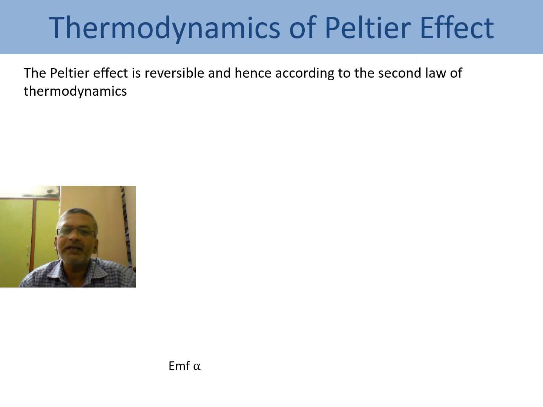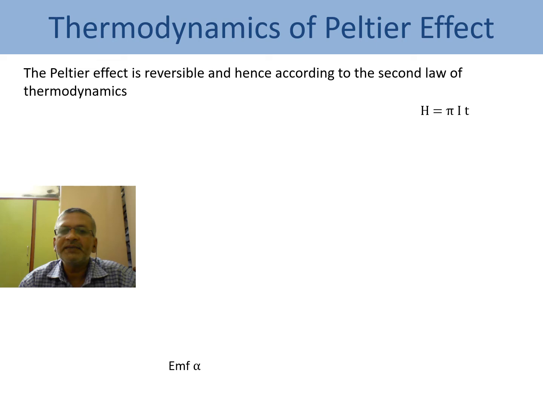Now we want to study the thermodynamics of the Peltier effect. If you interchange the battery connected to the two dissimilar metals, the hot junction becomes cold and the cold junction becomes hot. Hence the Peltier effect is reversible, and therefore the second law of thermodynamics is applicable to it. The heat absorbed or evolved at the hot and cold junctions is given by pi It, where pi is the Peltier coefficient, I is the electric current, and t is time.